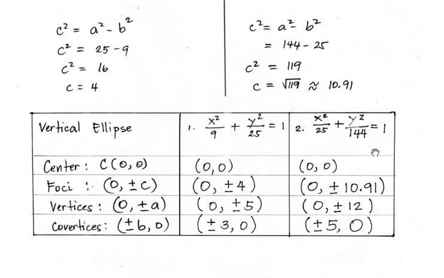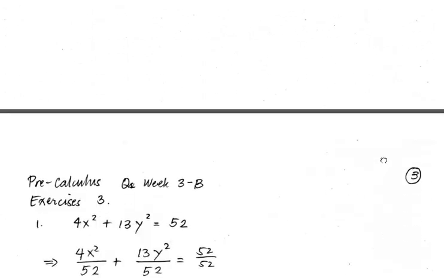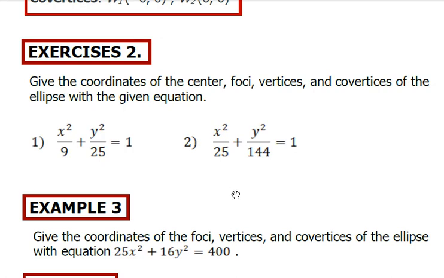So for number 2, center at 0, 0. Foci at the coordinates 0, positive 10.91, and 0, negative 10.91. The vertices lie at 0, positive 12, and 0, negative 12. Co-vertices lie at positive or negative 5, 0. That concludes exercise number 2. And we move on to example 3.